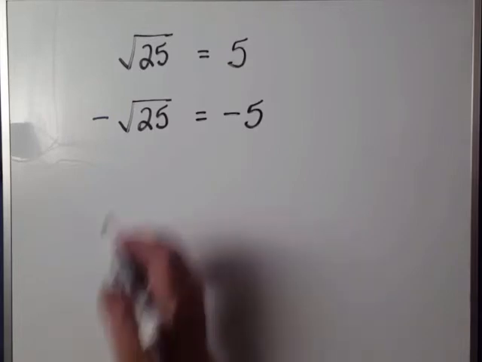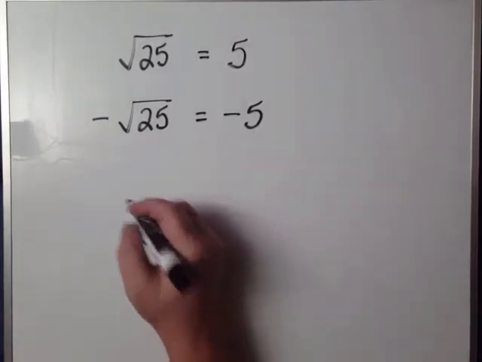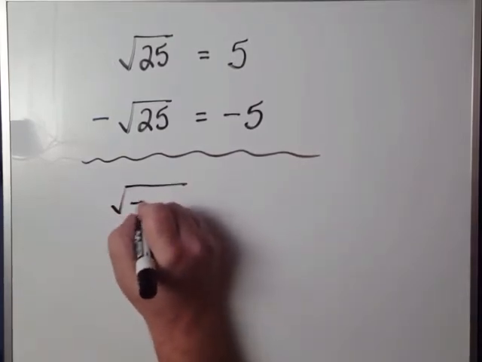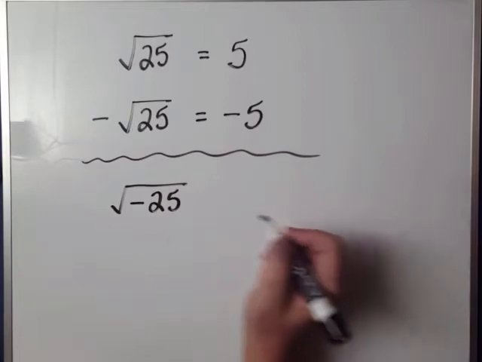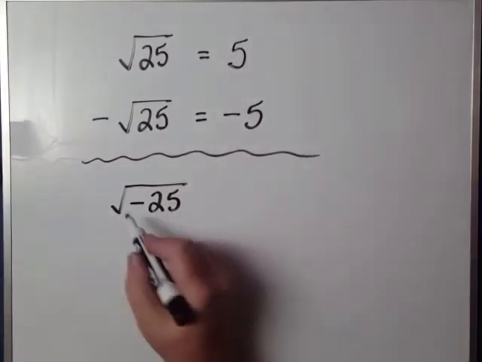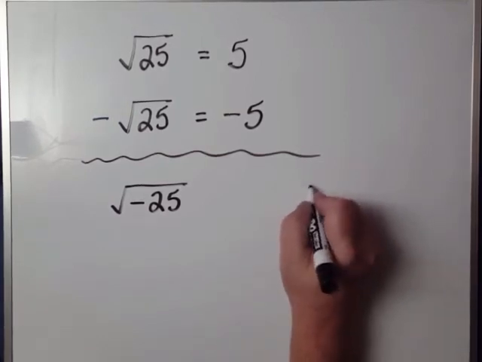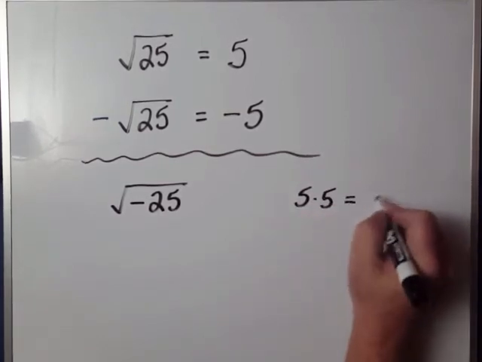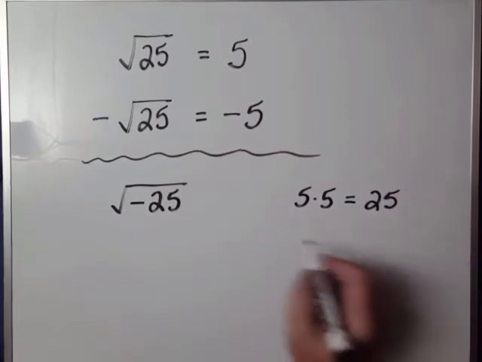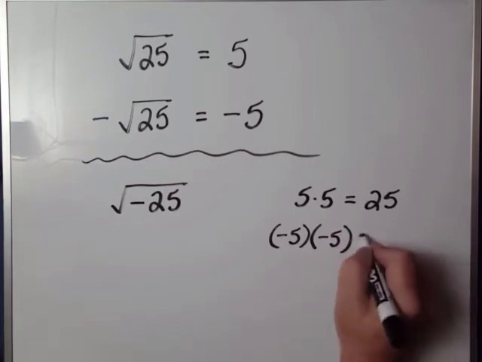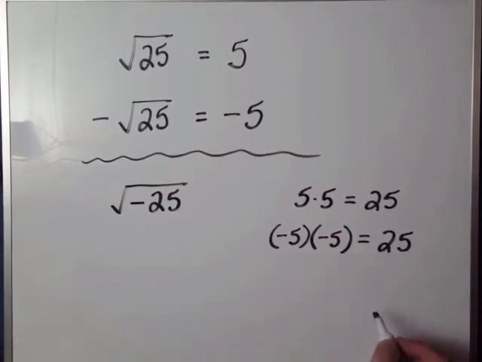Now, as we ponder on these square roots, let's think for a minute about this. What is the square root of negative 25? What times itself would give me negative 25? Well, it's not 5. 5 times itself is positive 25. It's not negative 5. Negative 5 times itself is also positive 25. What number times itself will give me negative 25?